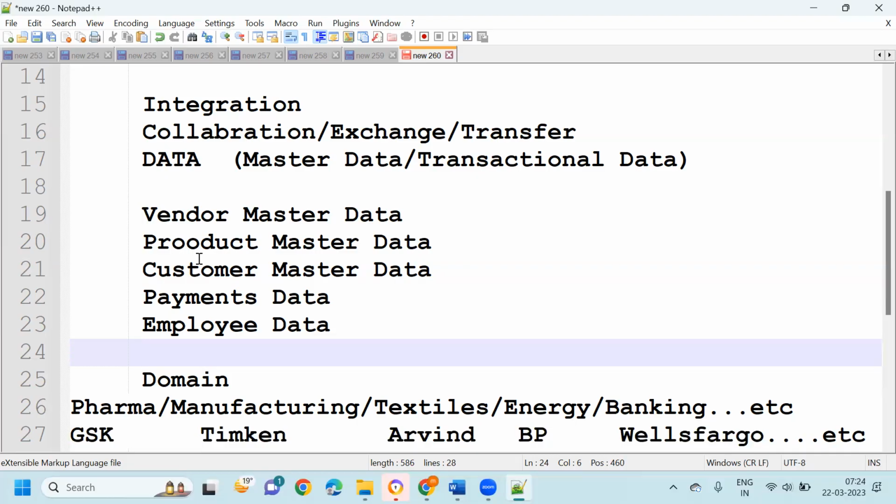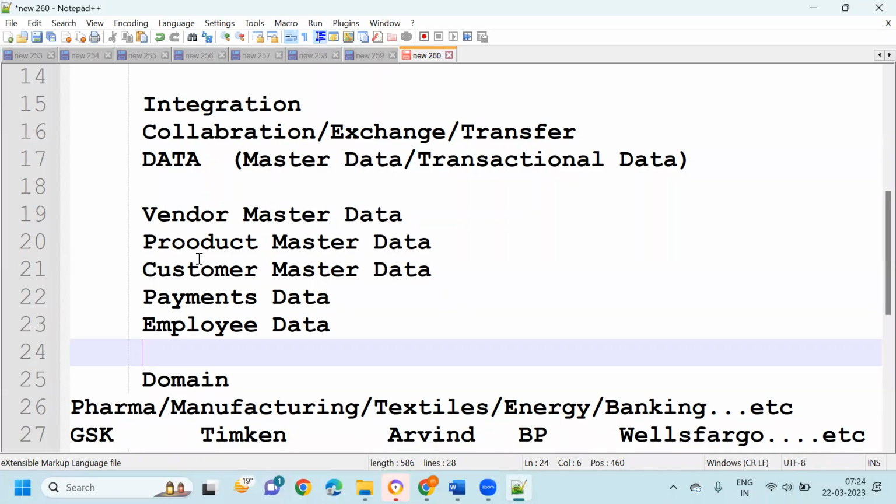What type of domain projects have you worked on? Do you have any experience in pharma domain projects? Do you have any experience in manufacturing domain projects? They may ask you like that, and you should be able to give the corresponding answers. In the resume, we are going to put multiple projects, multiple clients, each client being one project. GSK is one client, Timken is one client. Like that, I am going to include them in the resume at the end of this course.